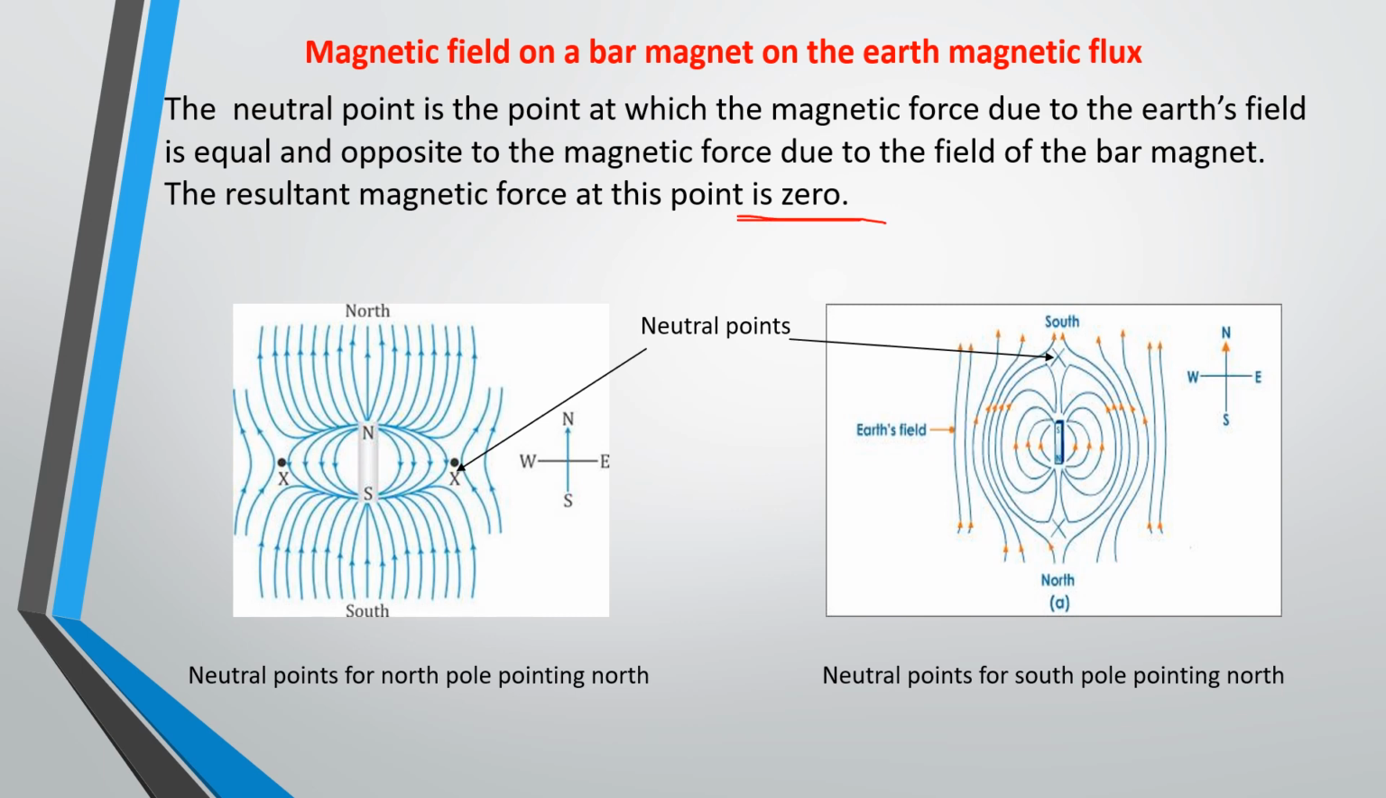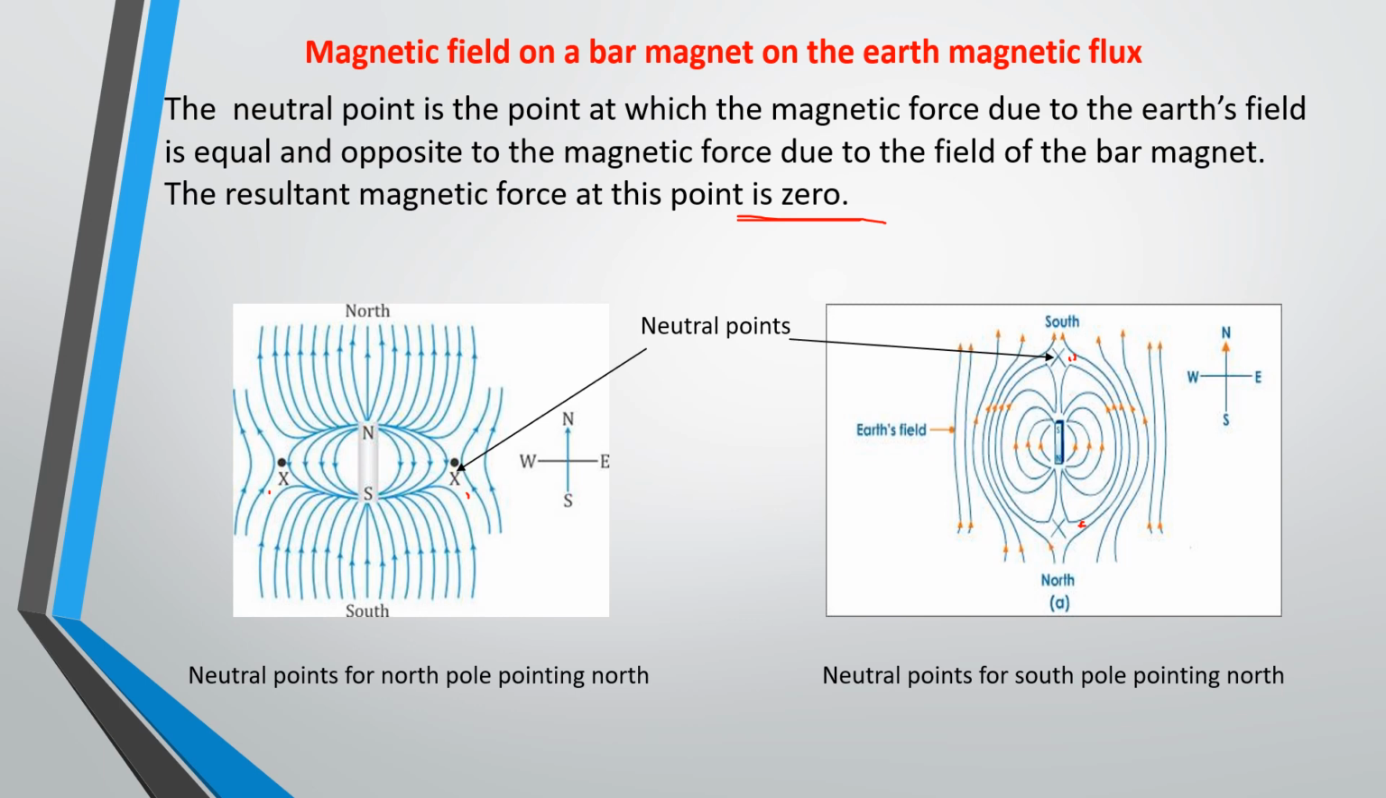If the north pole of the bar magnet is pointing north, you have your neutral points at the sides like this. So these 2 points, this point and this point, are the neutral points. Then when the south pole of the bar magnet is pointing north, you have your neutral points at this point and this one.